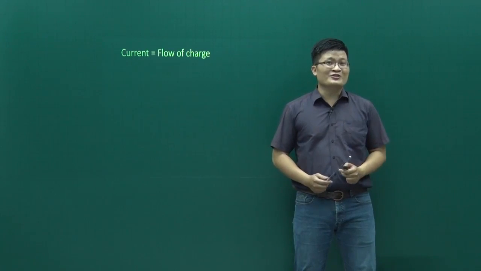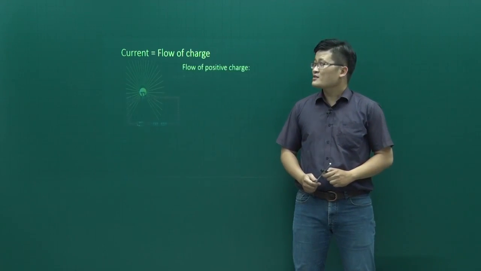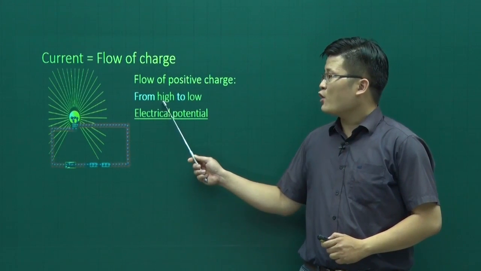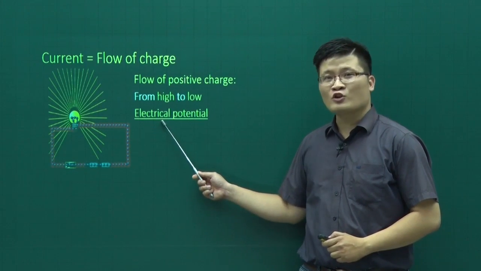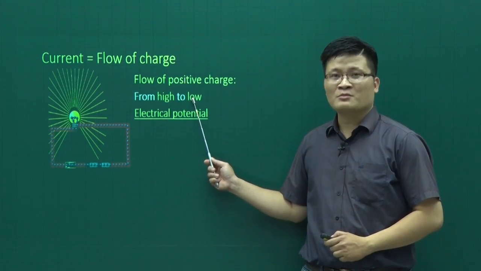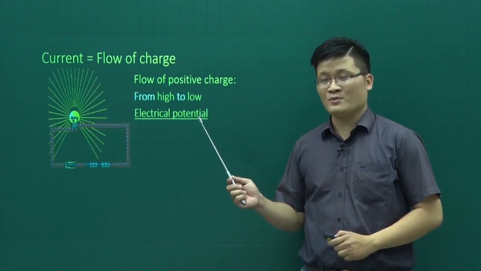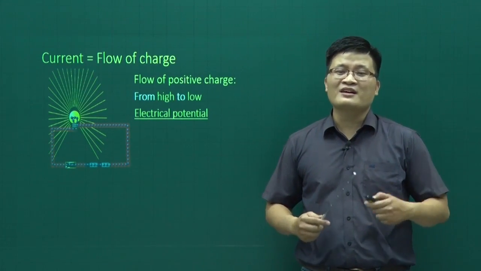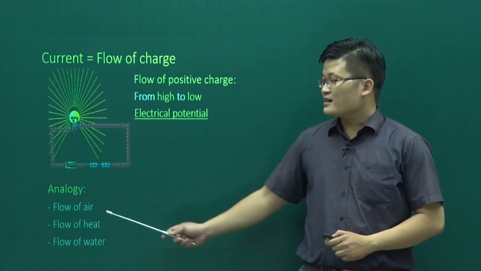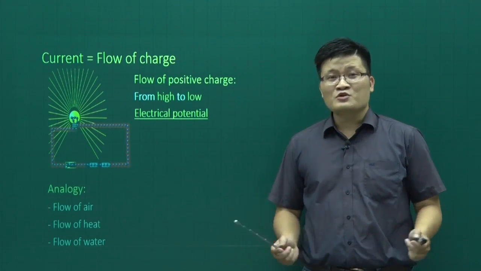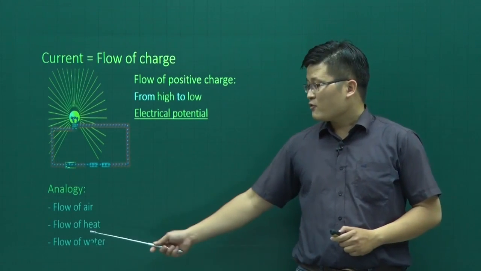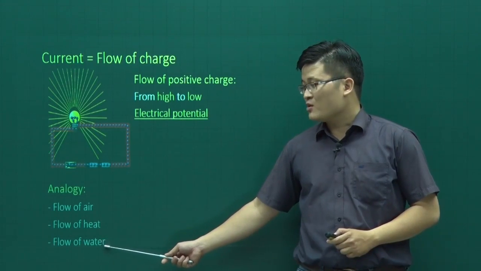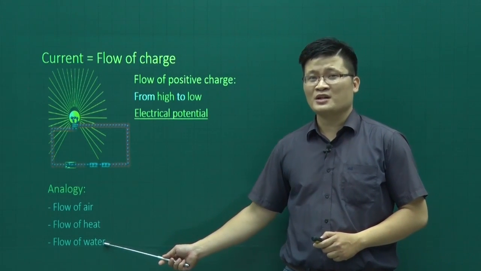What is the direction of the flow of charge? So in physics, the flow of positive charge is from high electrical potential to low electrical potential. So from high to low electrical potential. And that is quite similar to many kinds of flows in physics, as I can show you here: a flow of air, that is wind, a flow of heat, I think you know, and a flow of water, which is a very common phenomenon, you see.